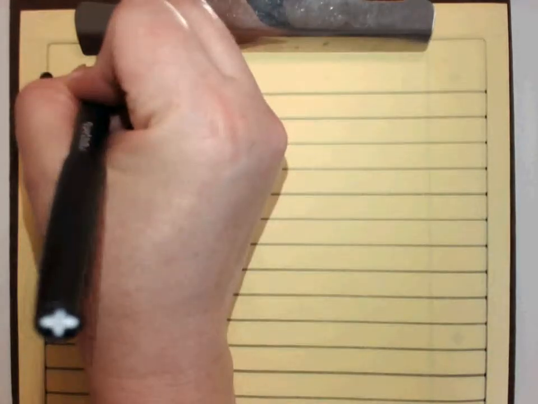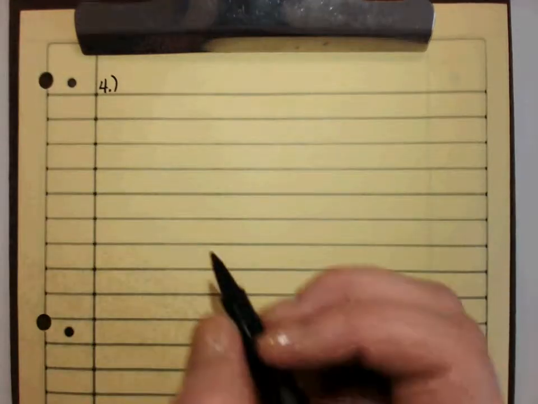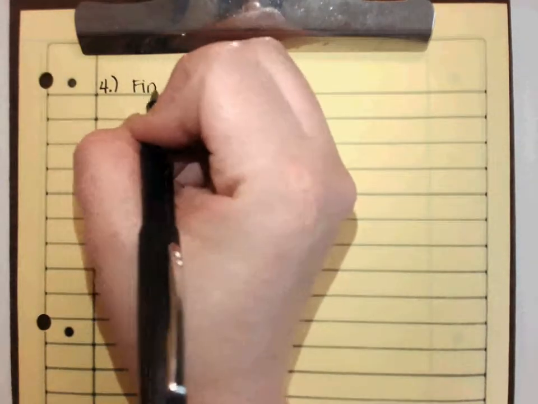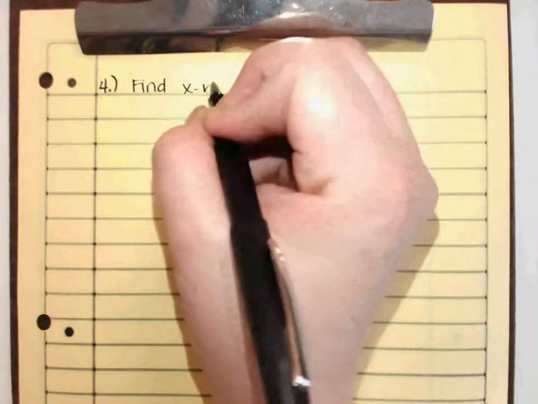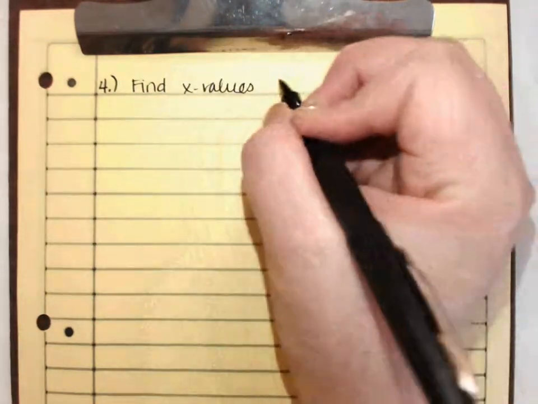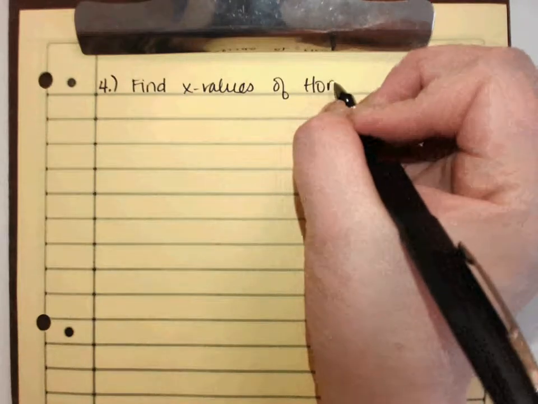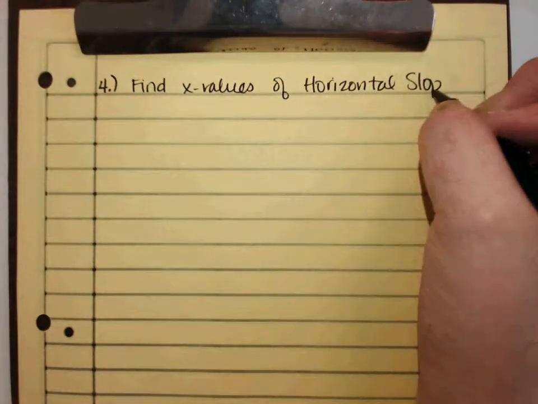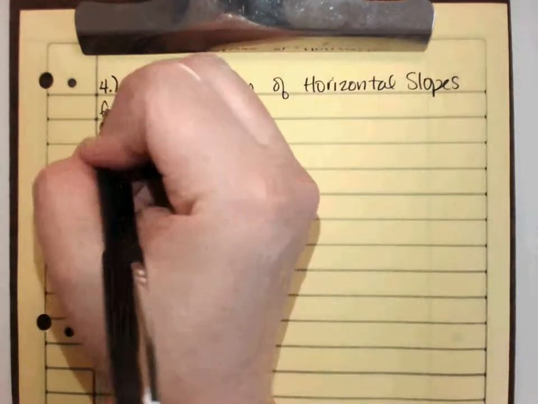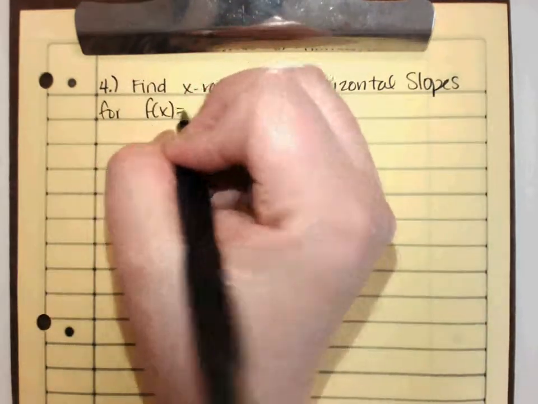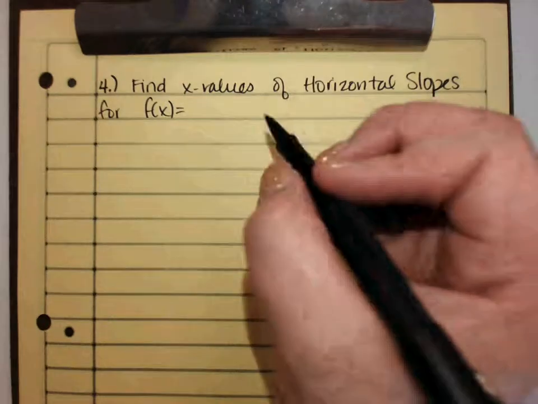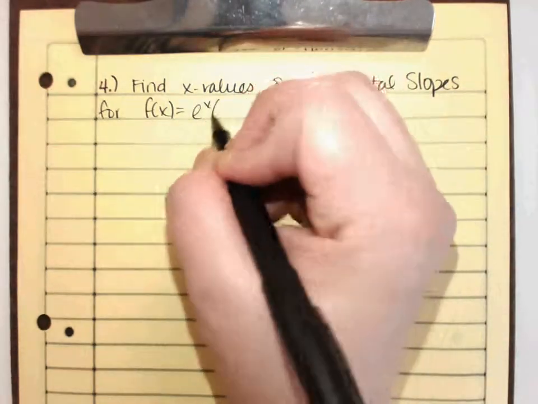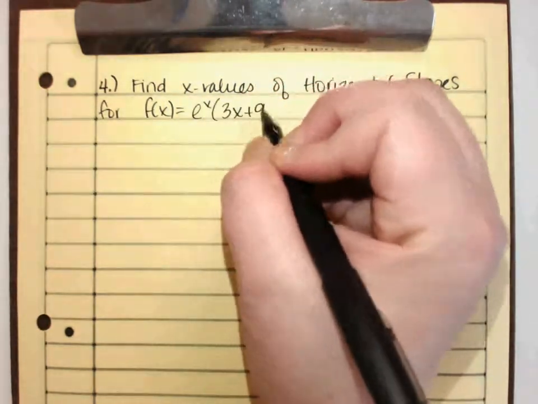Okay, number 3. Or is it number 4? Oh, look at us. We could finish. Just kidding. Okay, find x values of horizontal slopes for f of x equals e to the x times 3x plus 9.